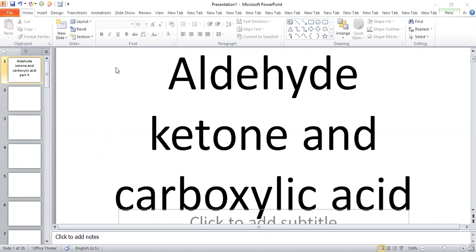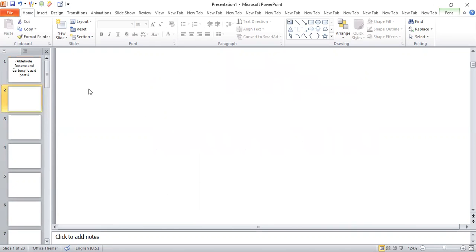So in today's lecture, we are going to discuss aldehydes, ketones and carboxylic acids. We are going to discuss the preparation of aldehydes and ketones. In today's class, we are going to discuss the preparation of aldehydes and ketones from Grignard reagent.